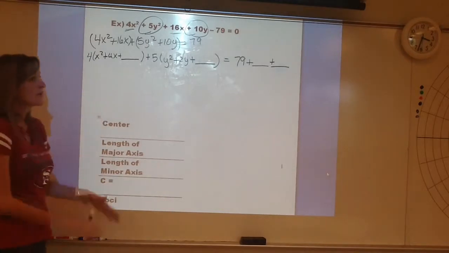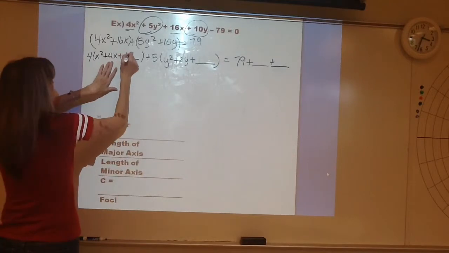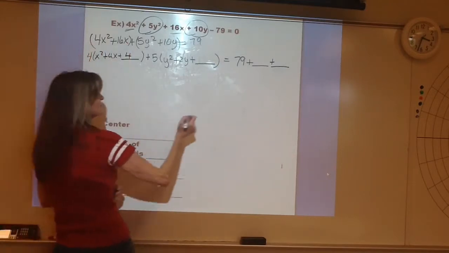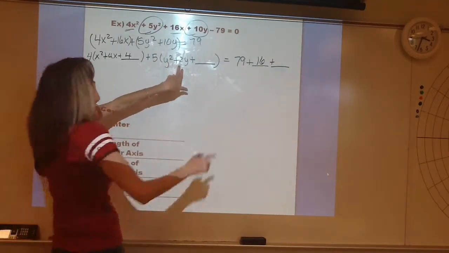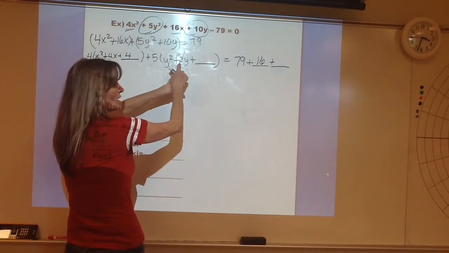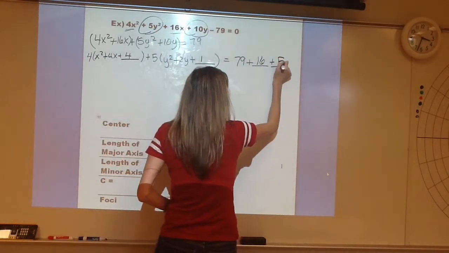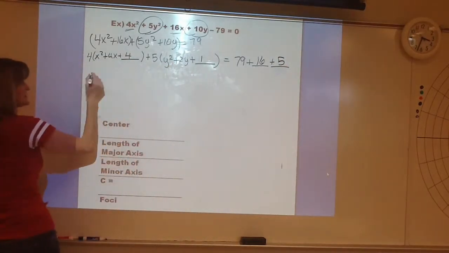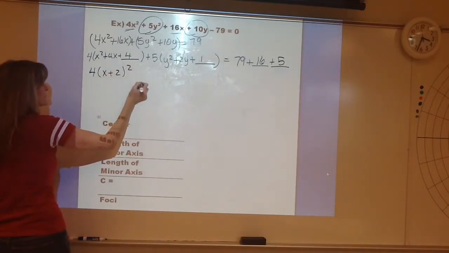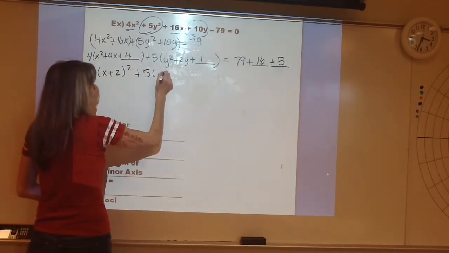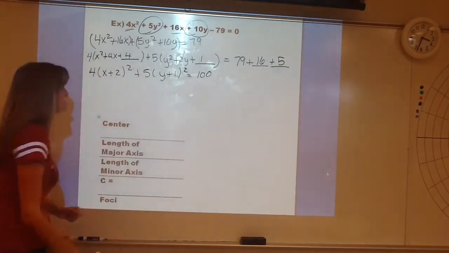Okay, complete the square. Half the middle. Half of 4 is 2. Squared is 4. 4 times 4 is 16. Here, half of 2 is 1. 1 squared is 1. 1 times 5 is 5. So let's rewrite these. 4, and then this would be x plus 2 squared, plus 5, y plus 1 squared, equals 100.